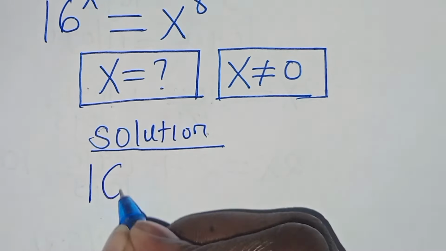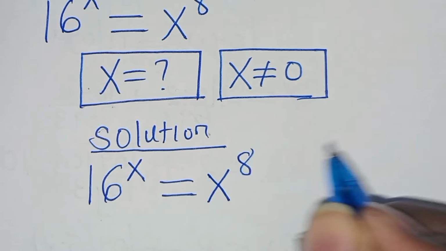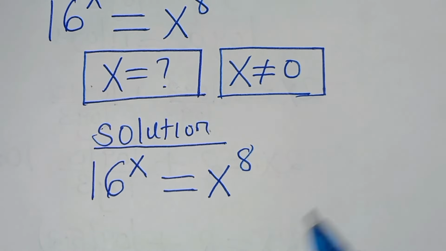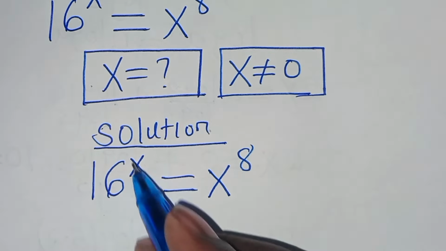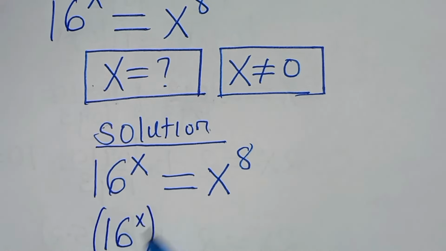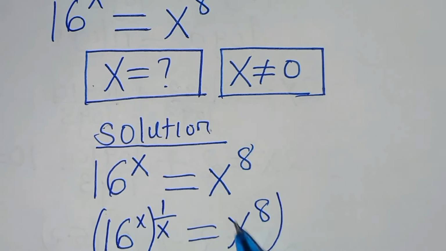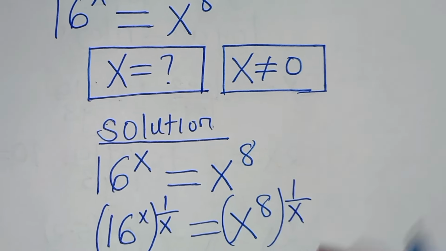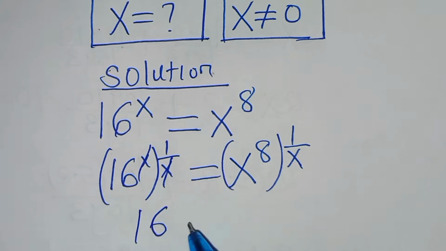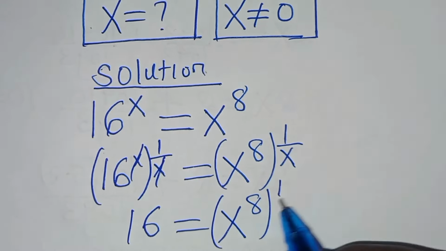We have 16 raised to the power of x equal to x to the power of 8. The first step is to put variable x on one side and the constant terms on the other side. So let's first of all eliminate this power x here by multiplying both sides by 1 over x. This is equal to x raised to the power 8 multiplied by 1 over x. So let's simplify here. So this is 16 equal to x to the power of 8 raised to the power 1 over x.